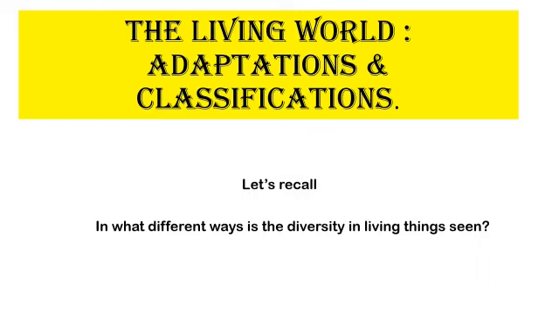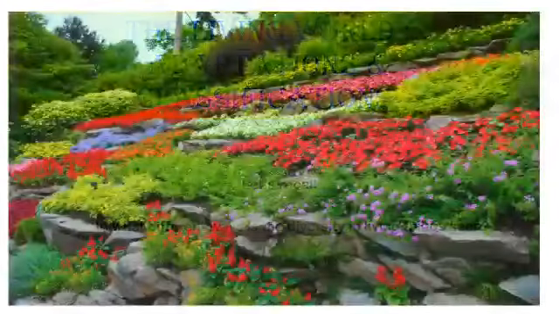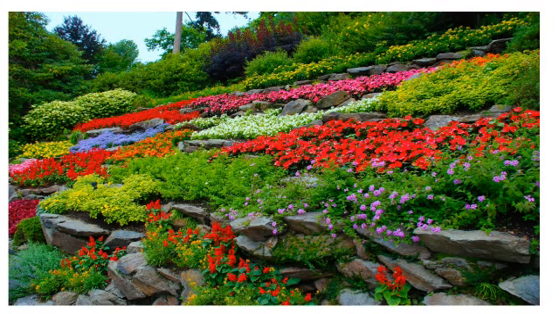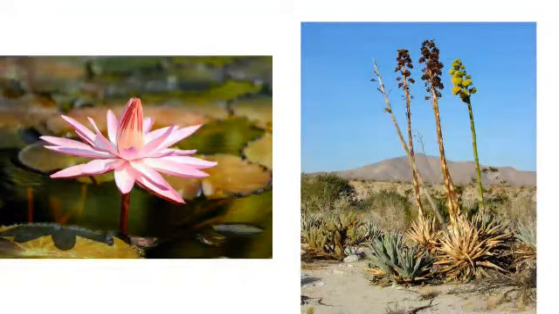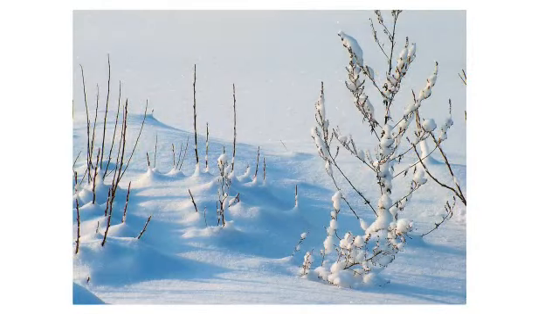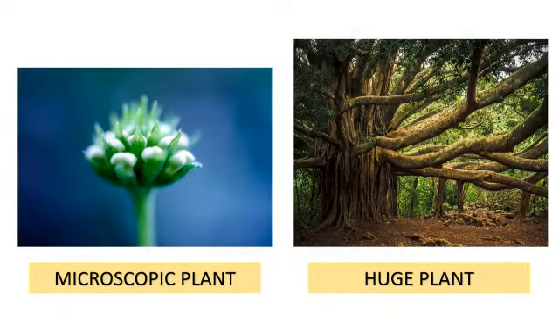Now let us recall. In what different ways is the diversity in living things seen? A great variety of plants is found on the earth. Some plants are colorful flowers. Some plants grow in water, whereas some are to be found in desert which have a scarcity of water. Some plants are found only in snowy regions. Some plants cannot be seen without a microscope, whereas some are huge in size.